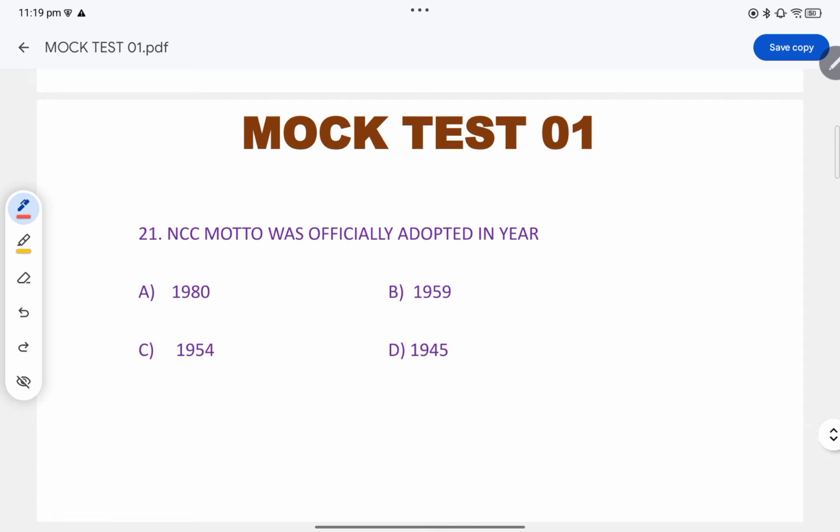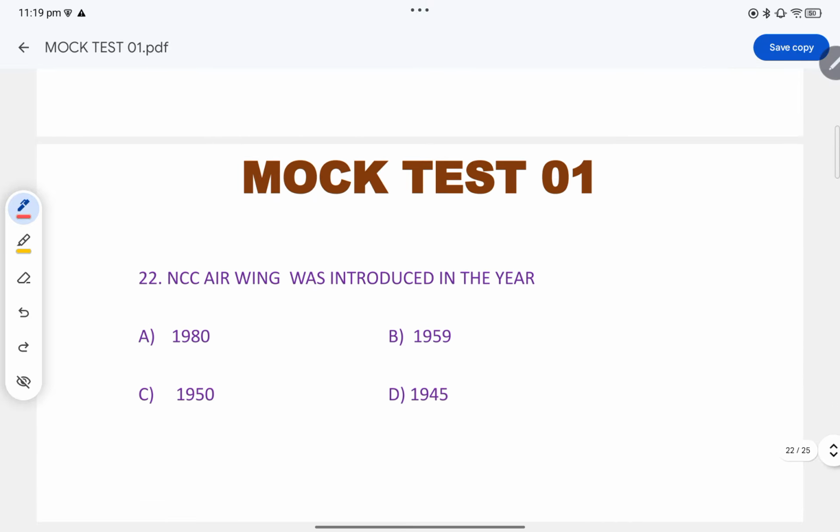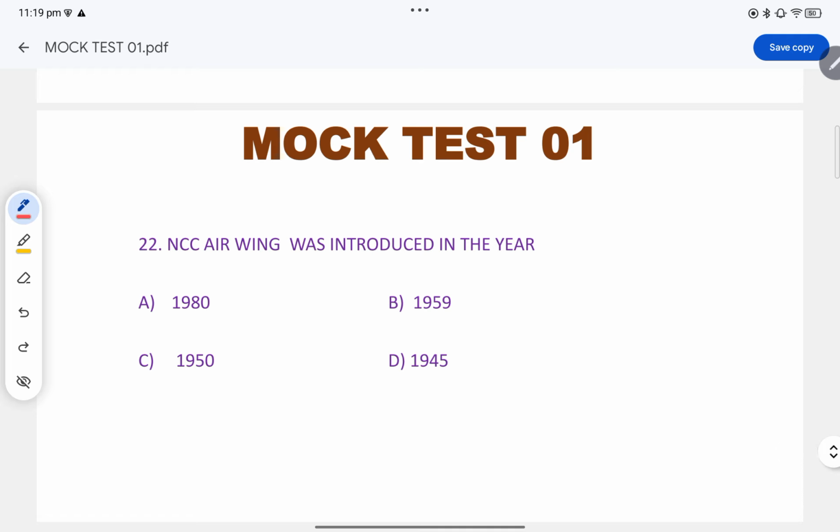The NCC motto was officially adopted in the year... In this, I can tell you, it is not 1959, 1945, or 1954. Don't go with these. Your NCC motto was adopted in the year 1980 only. 1959, 1949, 1954 are when the different troops, like Navy, Air Wing, and Girls NCC, were introduced. So don't go to those years. You can directly go to 1980 and take it.